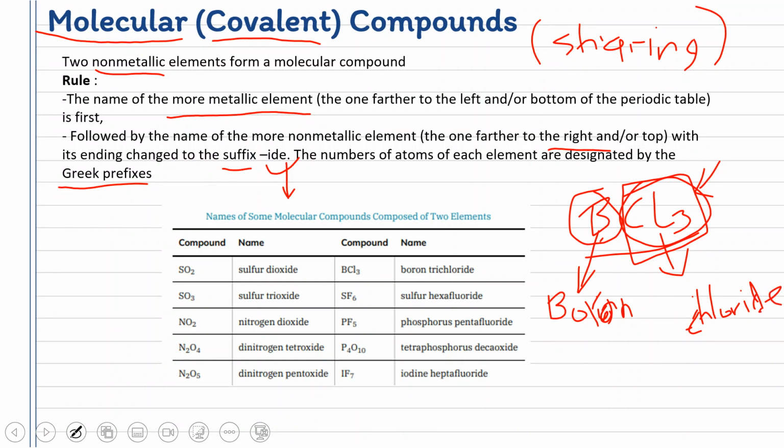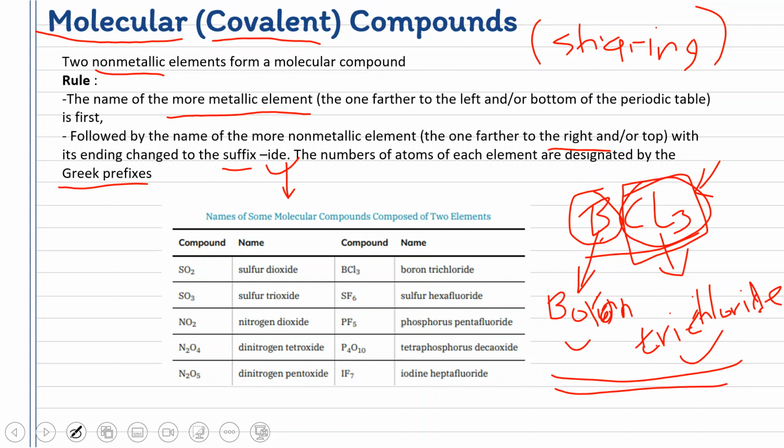But the beginning of this chloride should have a Greek prefix that tells me how many chlorines I'm dealing with. I'm dealing with 3 of chlorine, so I'm going to write tri. Now the final name is going to be boron trichloride. Boron, then together, trichloride. And that's how we name them. The same rule. Boron trichloride.